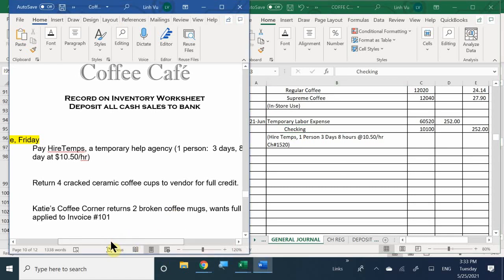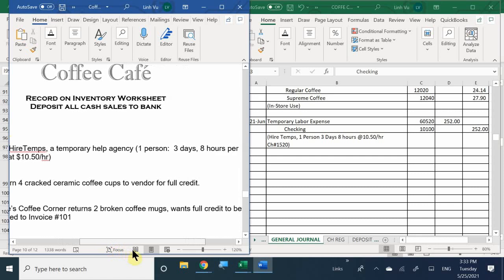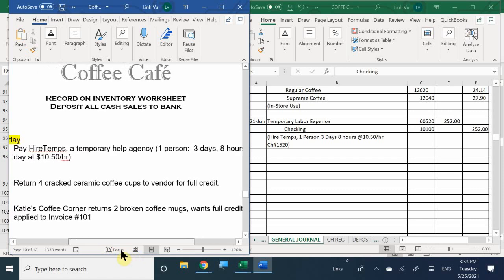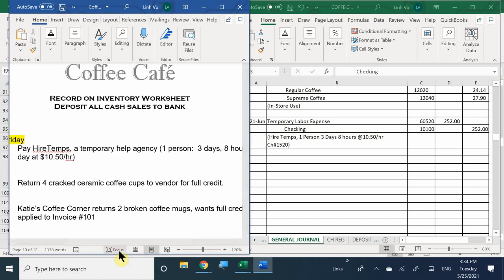We returned 4 cracked ceramic coffee cups to the vendor for full credit. Yes. So we opened up our box, our last shipment, which was on the 20th, right? We found that 4 of those mugs are broken. So we're complaining to the vendor, hey, your guys shipped us cracked mugs, so give me full credit. So how are we going to figure this out?